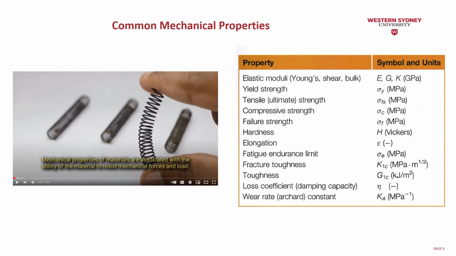Some common mechanical properties are the elastic moduli, Young's, shear, and bulk, the yield strength, the tensile strength, the compressive strength, the failure strength, the hardness, the elongation, the fatigue endurance, the fracture toughness, the loss coefficient, and the wear rate. Here we have the units for these properties, and some of them are actually unitless. As for this video, I don't want to play it here, because if we play it here it will be muted, so just check the link yourself.